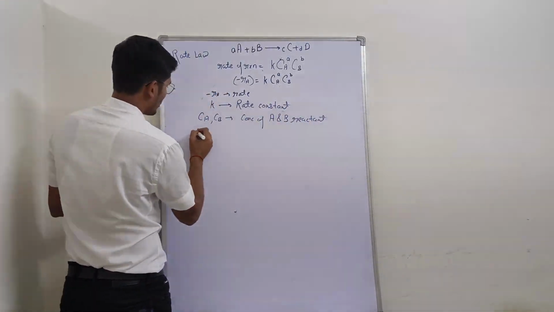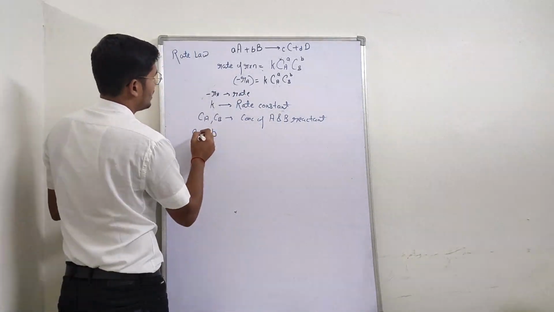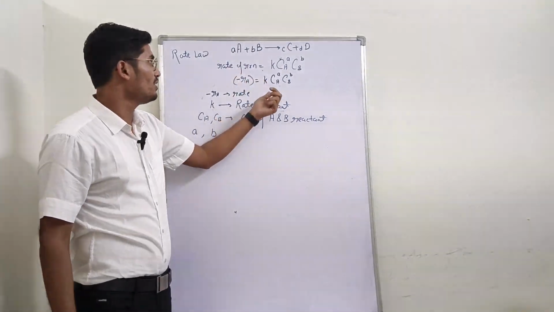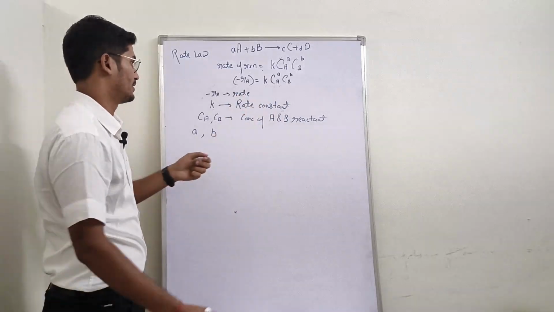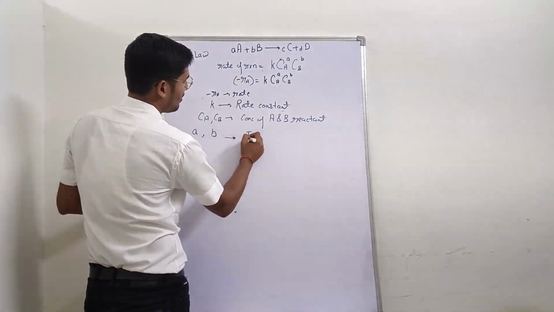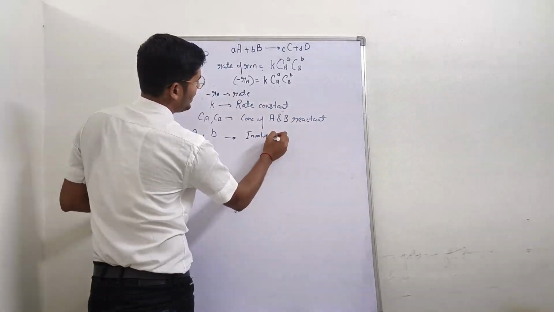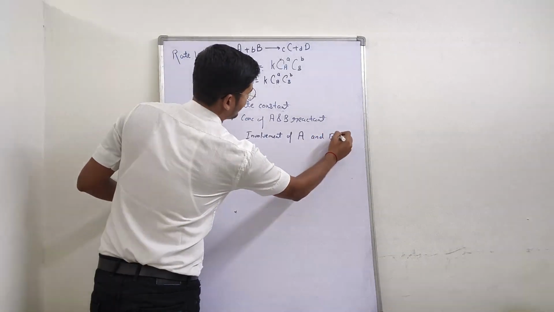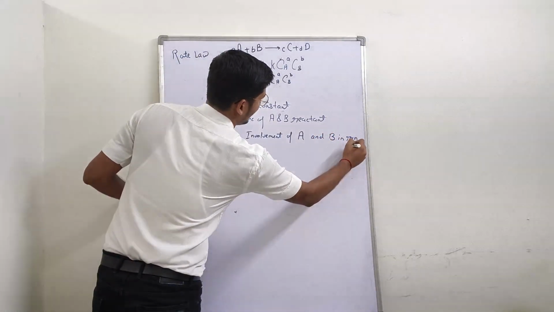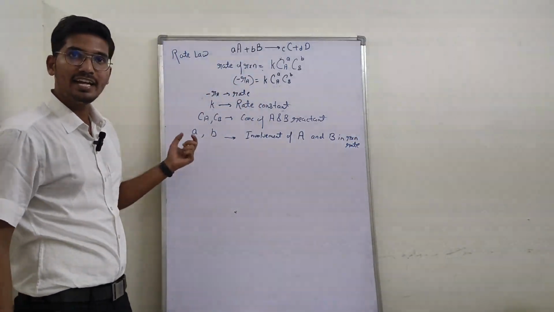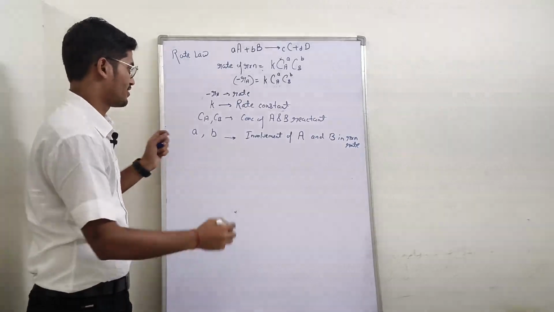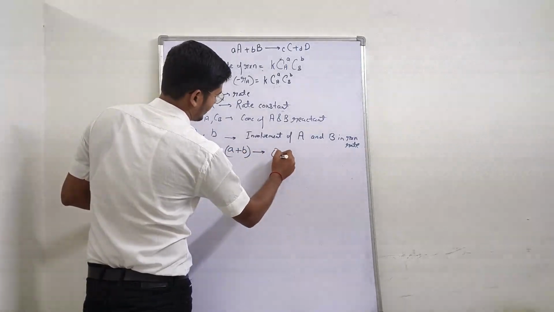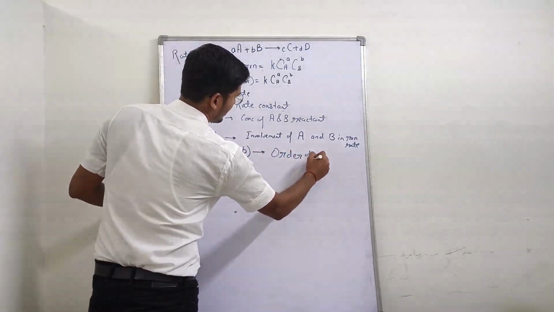And what are these terms? The main important terms, small a and small b. These tell about the involvement of the concentration of A and B in the rate of the reaction. So a and b tell the involvement of A and B in reaction rate. And the combined a plus b is called the order of the reaction.